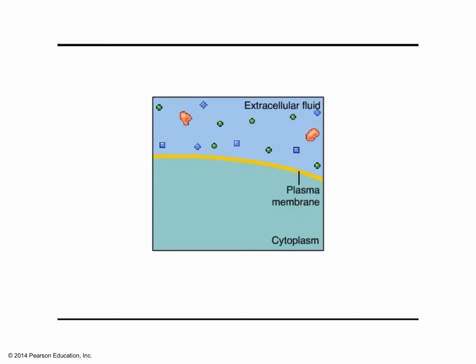Okay, so extracellular processes like this are moving things from inside to out. That's exocytosis. It's fairly straightforward.